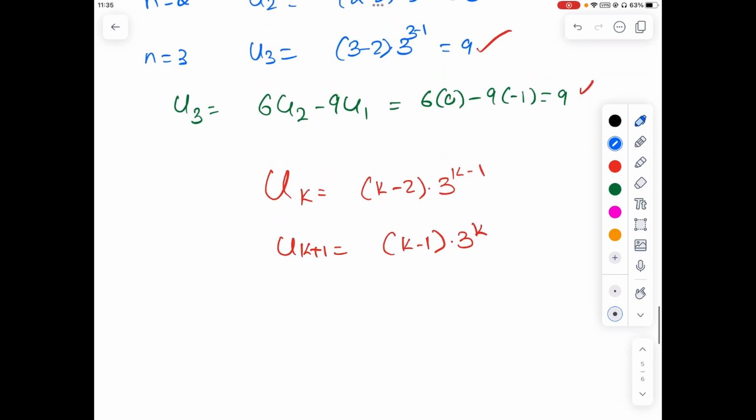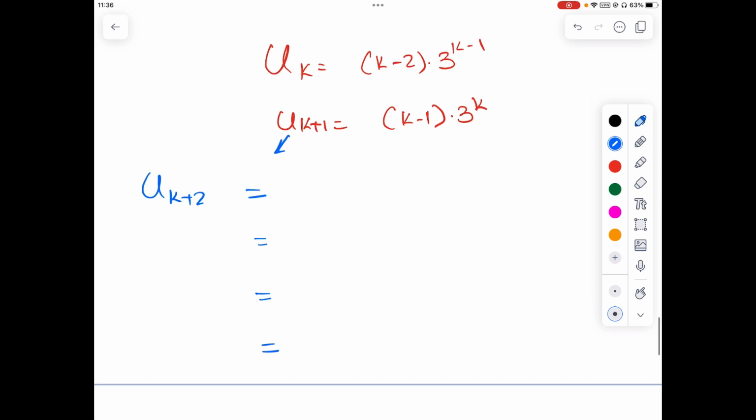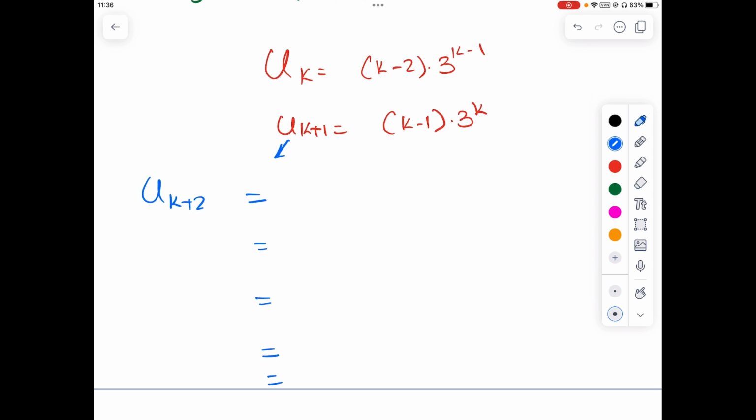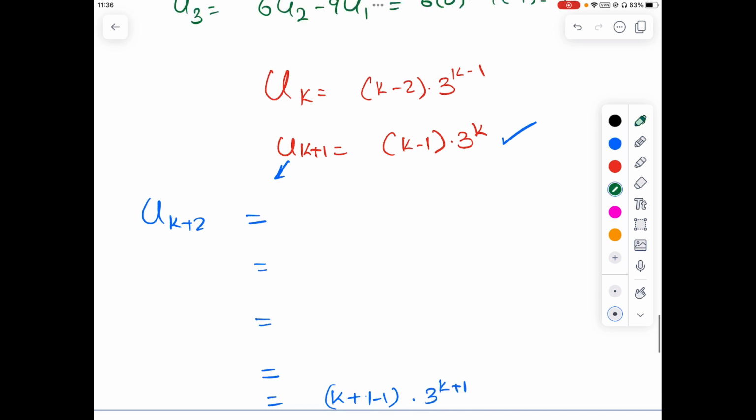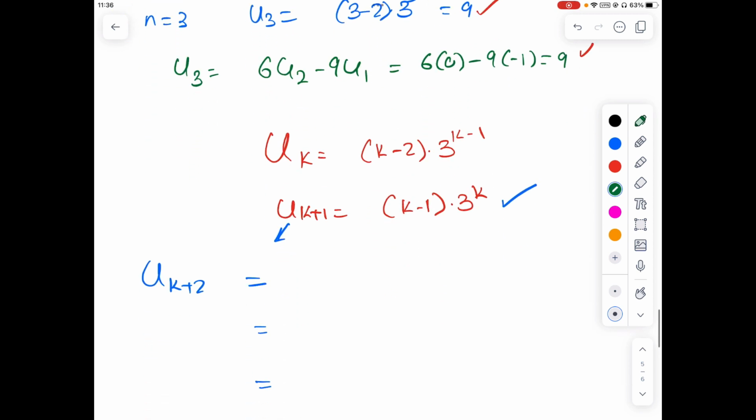I will be taking u_{k+2}. Next one will be nothing but what? K plus 2. So my final answer, when I simplify it, should be plugging in k plus 1 over here. So it becomes (k plus 1 minus 1) times 3^(k+1). This should be your final answer. So take u_{k+2} from the recurrence formula: 6u_{k+1} minus 9u_k.